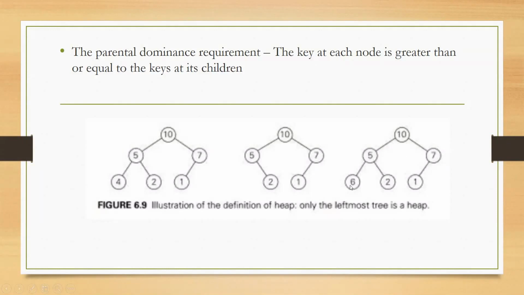Whether 5 is greater than 6 and 2? False. 5 is not greater than 6. 5 is smaller than 6. Therefore, this fails the parental dominance property. Here we cannot call this a heap because the parental dominance requirement has failed. So these are examples of how to tell whether a given binary tree is a heap or not.